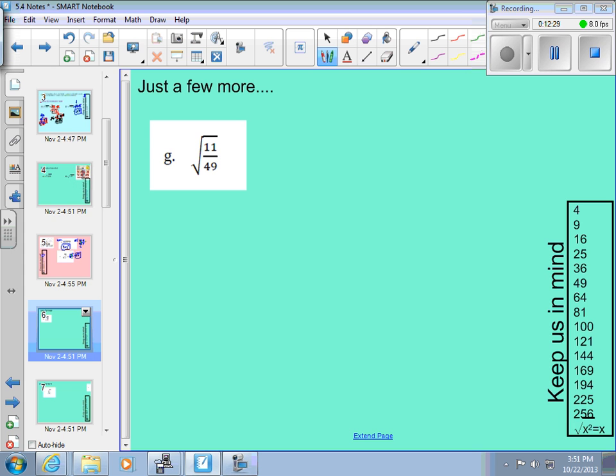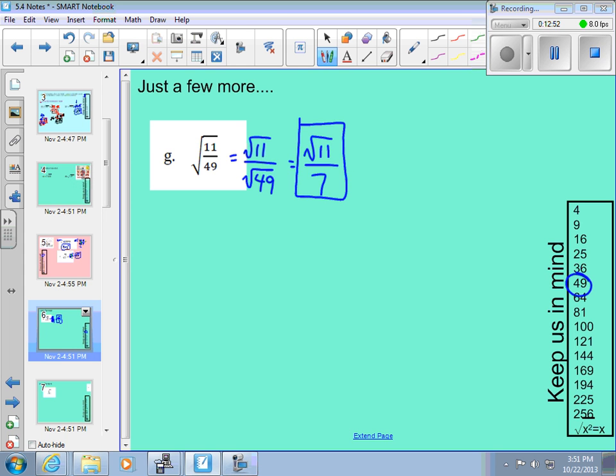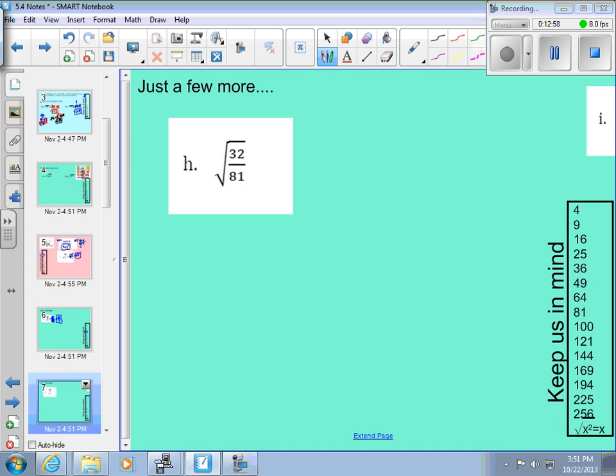On the next page, we want to simplify this fraction, square root of 11 over square root of 49. Just like we talked about before, split that up into the square root of the numerator over square root of the denominator. See if you can simplify. This one happens to work out nice. On bottom, we know square root of 49 is one of our perfect squares. That's 7. We no longer have a radical in the denominator, and our numerator doesn't simplify anymore. That's the solution.